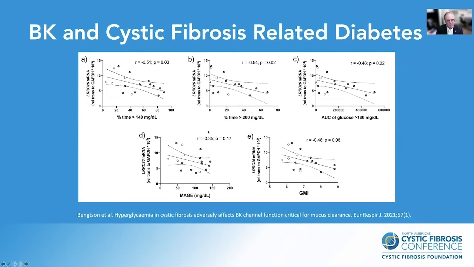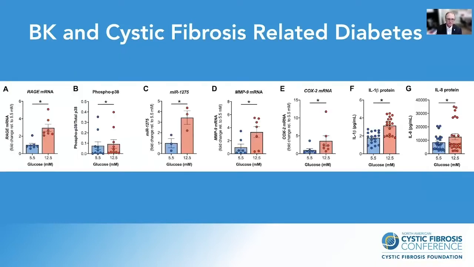This again has correlates with human beings. Nasal scrapings, again, of LRRC26 expression are inversely related to multiple indicators of poor control of glucose by measurement of continuous glucose monitoring. So LRRC26 goes down with worse control of cystic fibrosis-related diabetes mellitus.